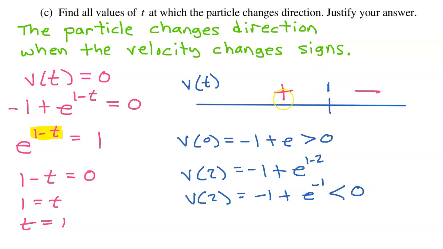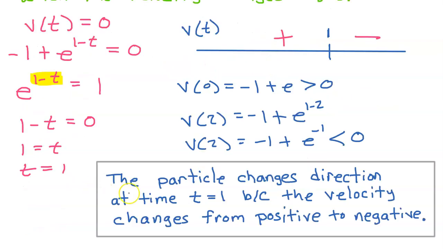So we can see that the velocity changes signs at the value t equals 1. So that is the time when the particle changes direction. We'd say the particle changes direction at time t equals 1 because the velocity changes from positive to negative.